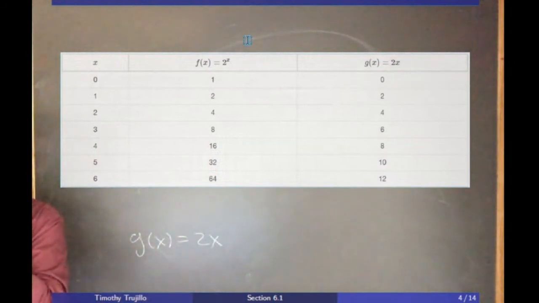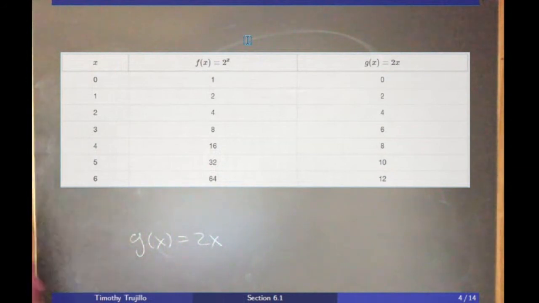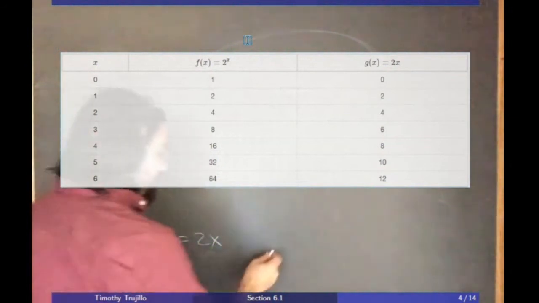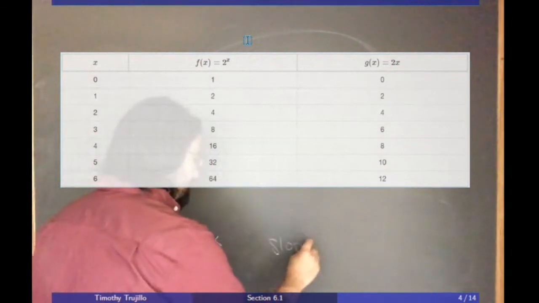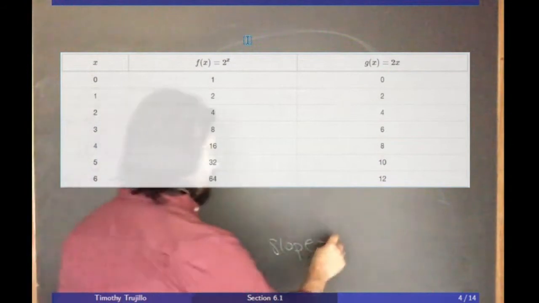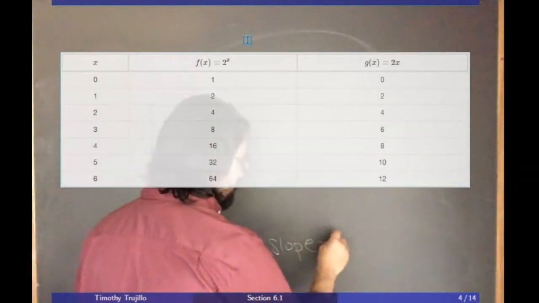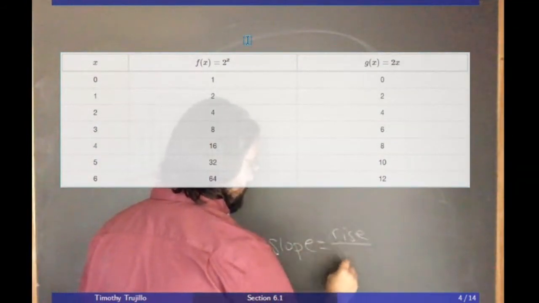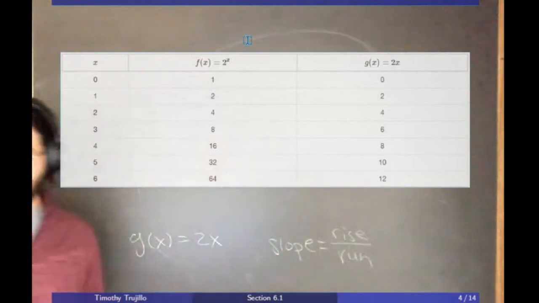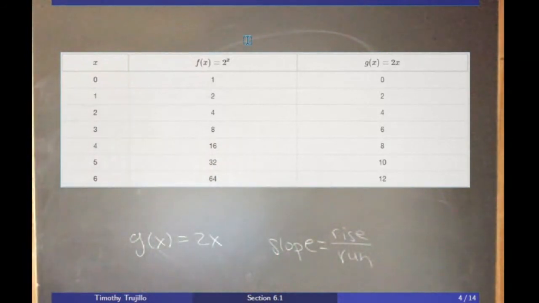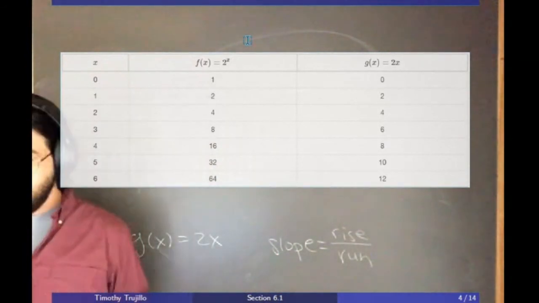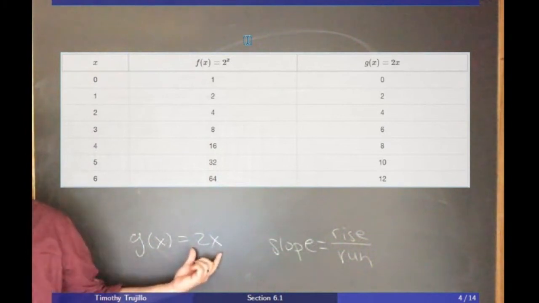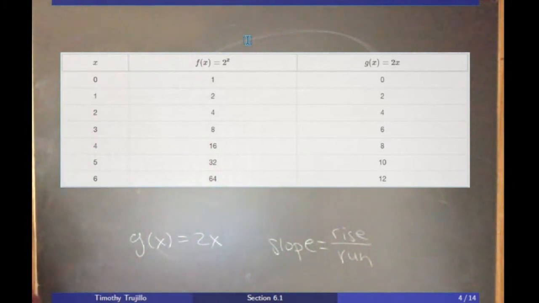So let's talk a little bit about why it's not exponential. It's linear, and it has a slope, right? So what is the slope in this case? What is the rise over the run? Okay. What do we got here for this linear function?